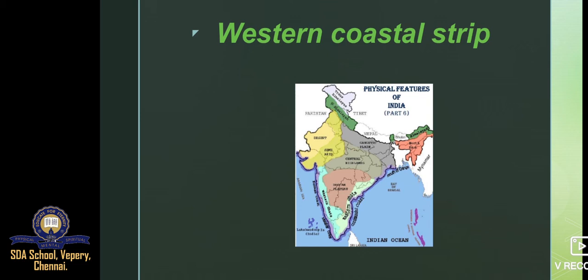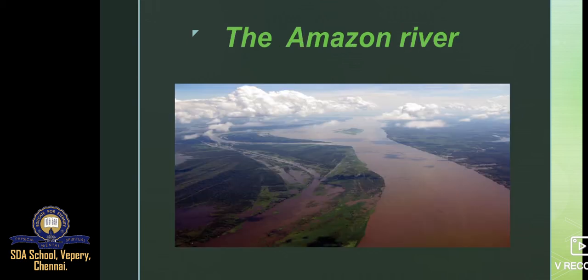In the southwest, the coastal strip is fringed by a chain of islands. The volcanic activity in the nearby mountains causes frequent earthquakes here. This is all about the western coastal strip.